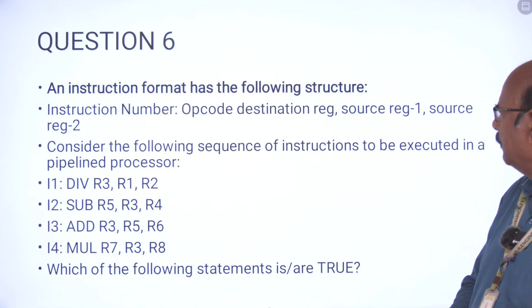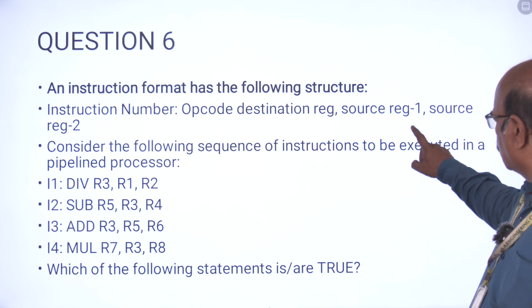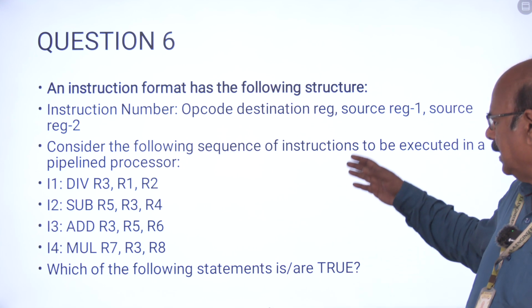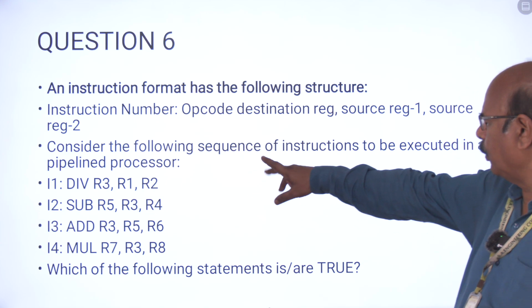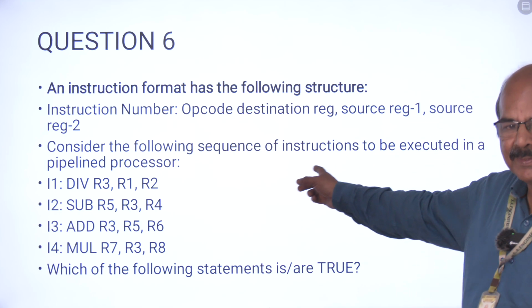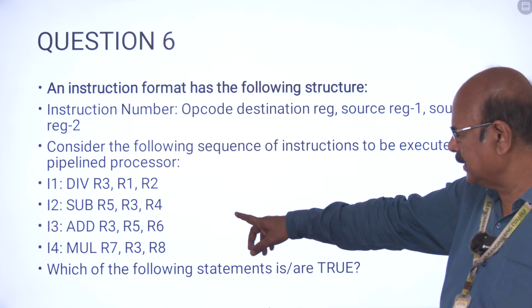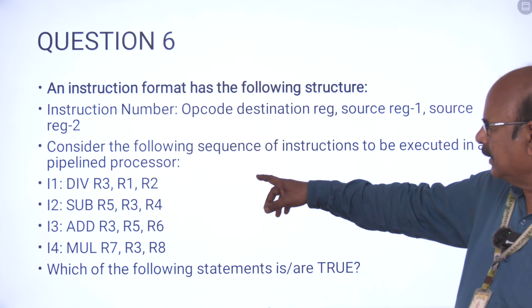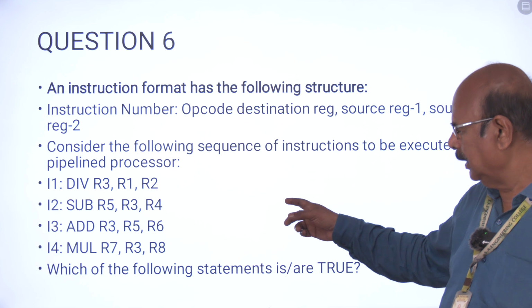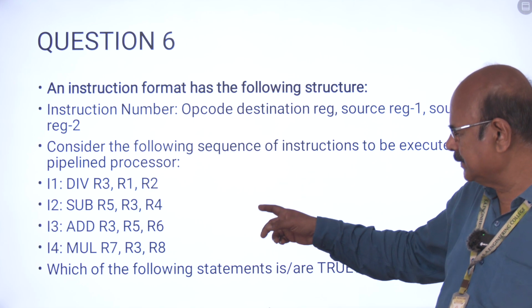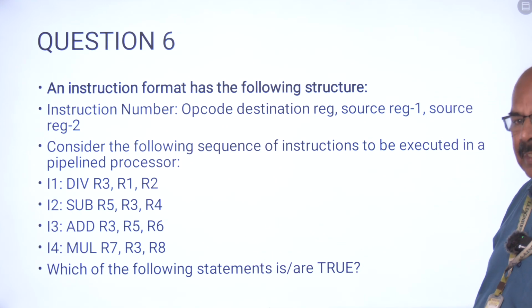An instruction format has the following structure: instruction number, opcode, destination, source register 1, source register 2. Some instructions have been given, to be executed continuously by the pipeline processor. The sequence is instruction 1, instruction 2, instruction 3 and instruction 4. Instruction 2 is division of R3, R1 and R2, instruction 3 is subtract of R5, R3 and R4, addition of R3, R5 and R6, and instruction 4 is multiplication of R7, R3 and R10. Which of the following statements are true?